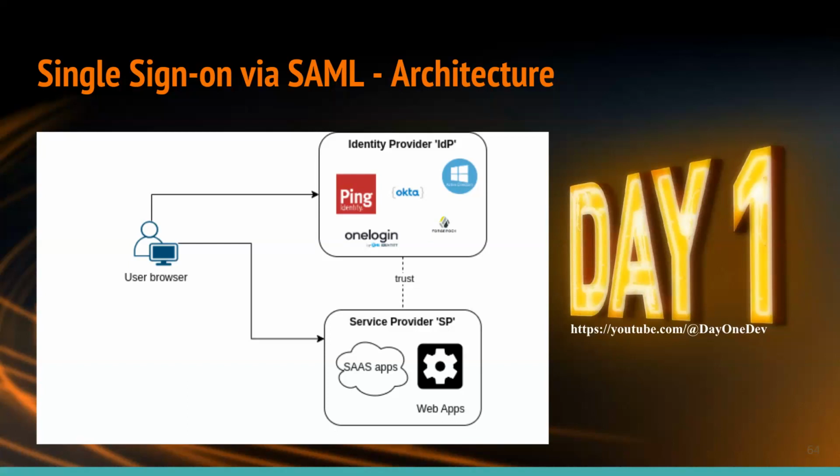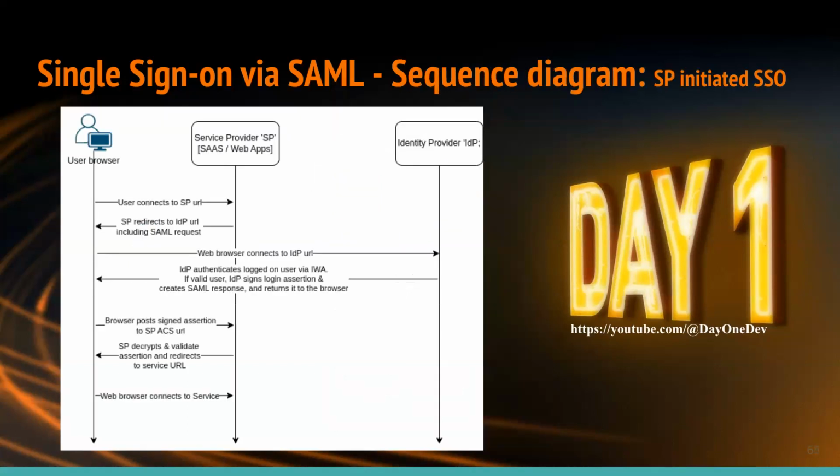Okay, so let's see our first sequence diagram, where we talk about service provider initiated SSO. If you see here, the user is always reaching out to the service provider first, where the user is hitting the URL, then callbacks in a browser. Then you are redirected to the IDP. The IDP gives you authentication back.